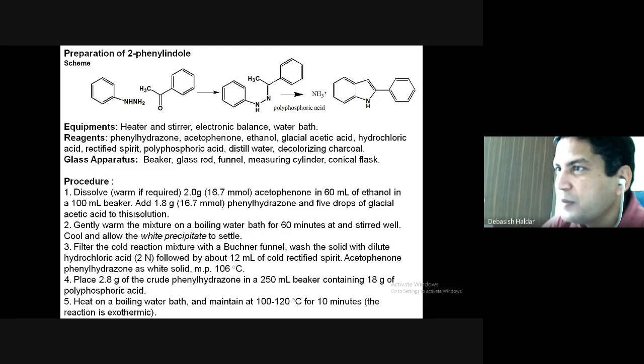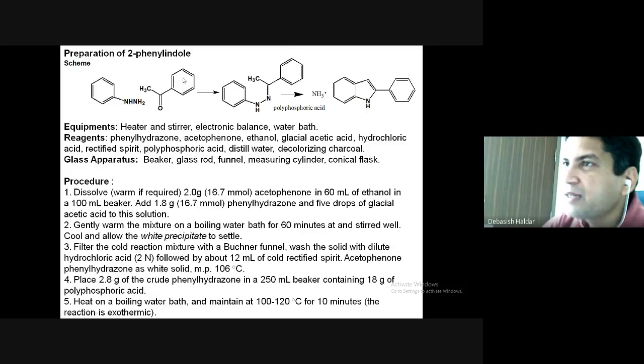So what we are going to do is dissolve phenyl hydrazine and acetophenone in ethanol in a 100 ml beaker. That is very important, so you have to dissolve it completely. Dissolve 2.2 gram of acetophenone in 60 ml ethanol in a 100 ml beaker, and then add 1.8 gram phenyl hydrazine and 5 drops of glacial acetic acid to this solution.